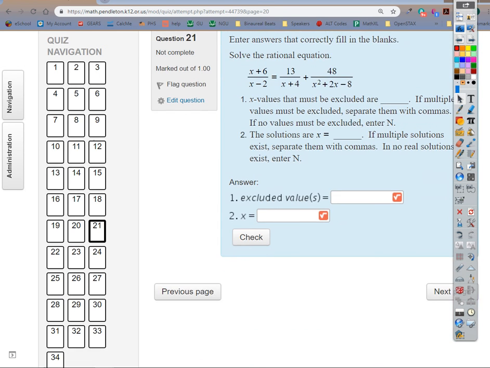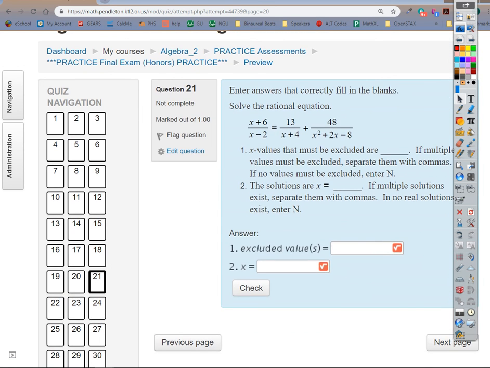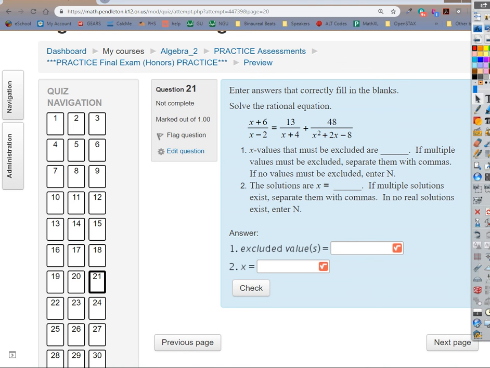Okay, and then I bet this is the last one. So this one they actually do ask for excluded values. This one looks more like the problems you guys did, right? So maybe let's do this on the next page.